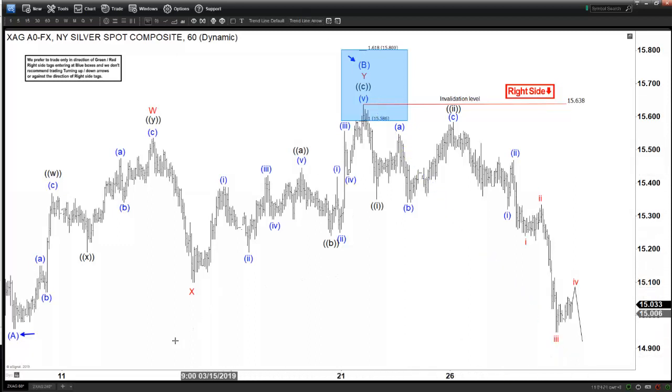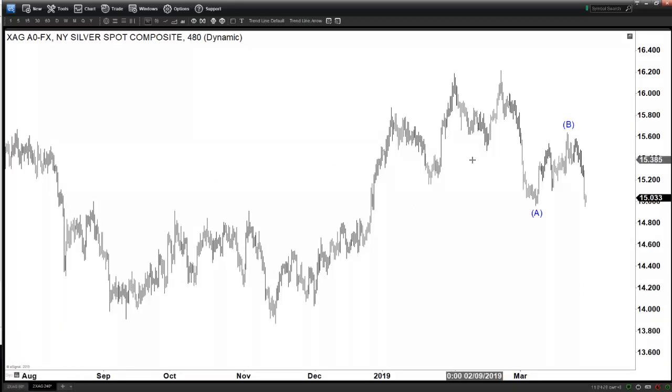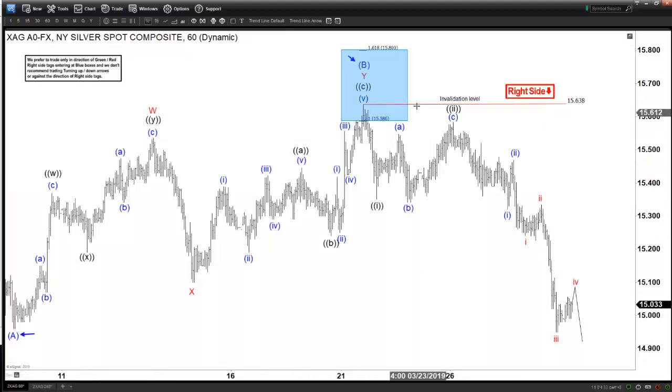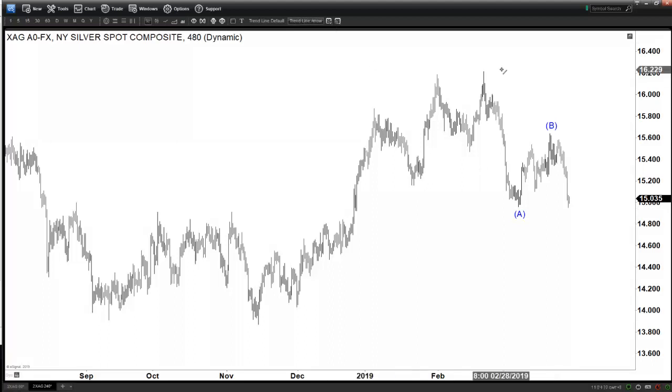If I look at the higher degree right now, we can see right here, this is the higher degree for our chart. This is the P, which is the 15.6, and this is the A over here. We can see clearly this also looks impulsive, and that's why it is a wave A or a wave 1, but I think it is a wave A. And so we are looking for some sort of an ABC.